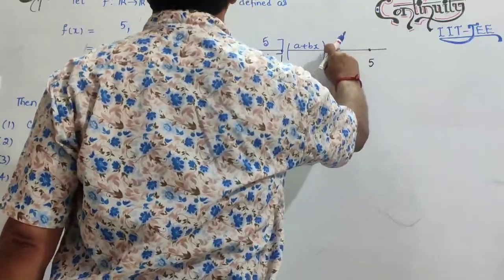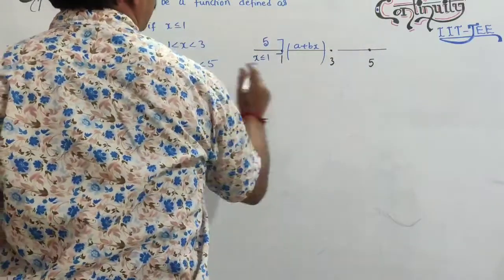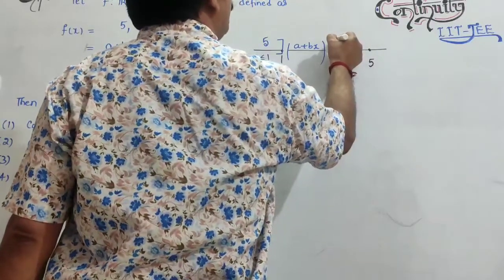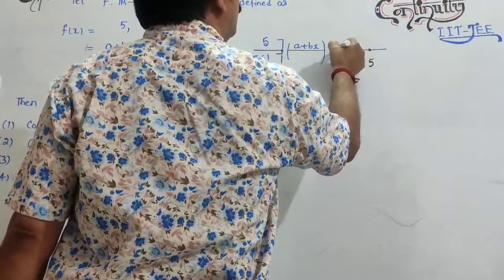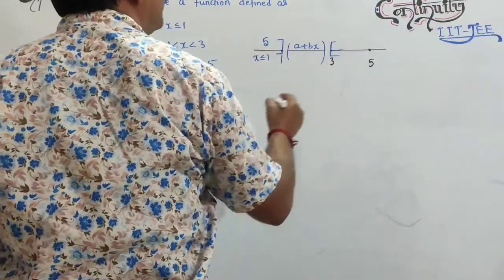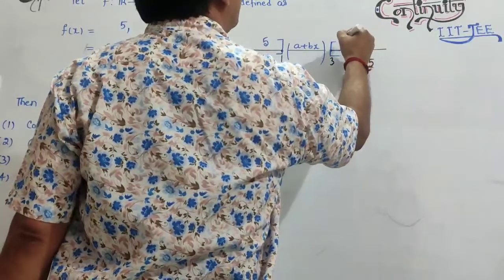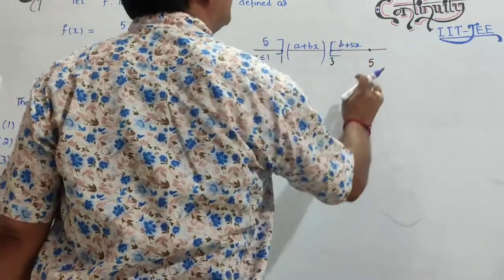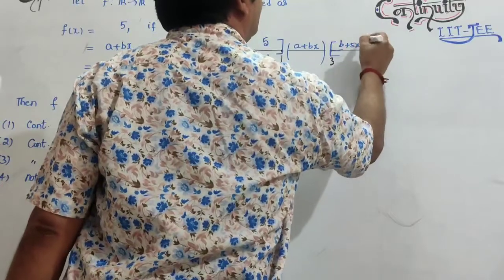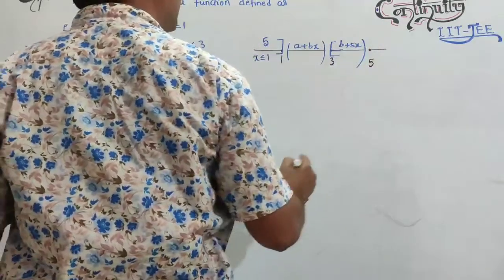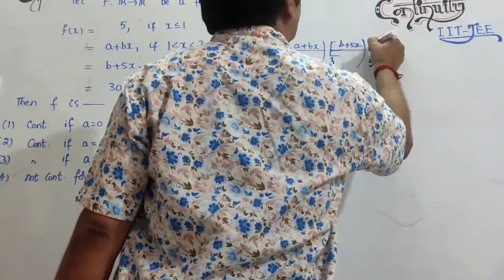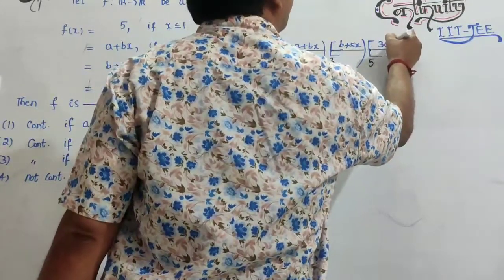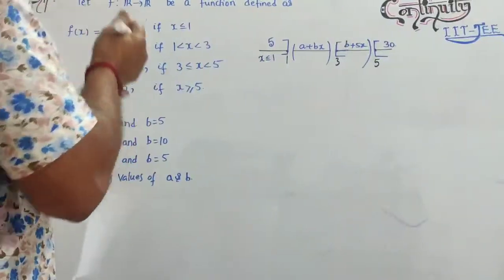Open interval of 3, equal to here, therefore we are considering 3 also, because it is given with the equal-to relation. Then it is b plus 5x for x less than 5, like that. Next, for x greater than or equal to 5, in this area it is defined as 30, a constant function.